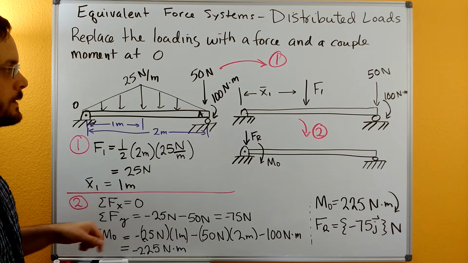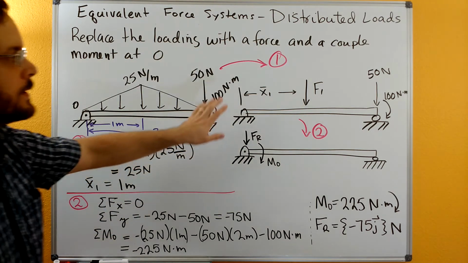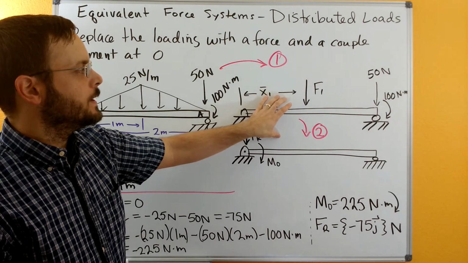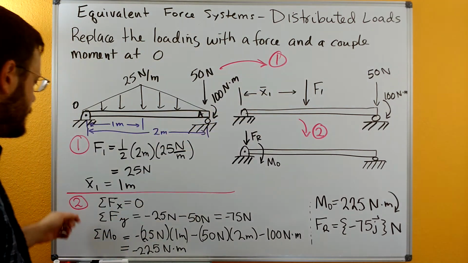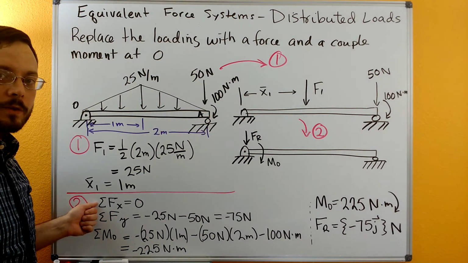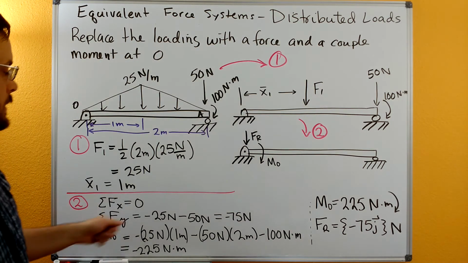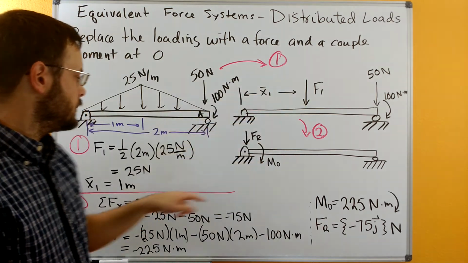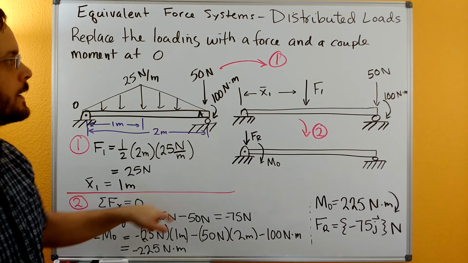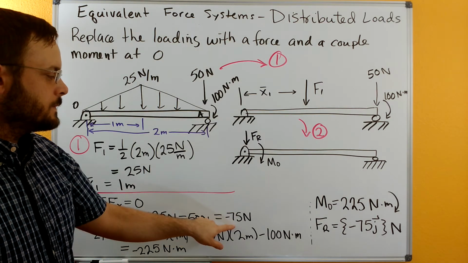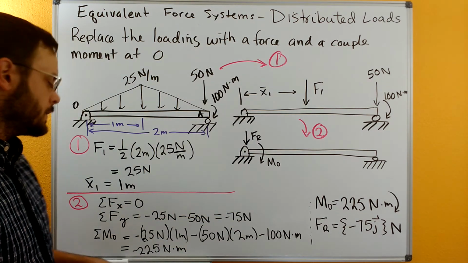Now taking it to the second step, we need to sum up all the forces and all the moments on our simplified system number 1. So sum of forces in the x direction gives us 0. Sum of forces in the y direction gives us this F1 of 25 in the negative y, and the 50 here in the negative y. So we have 75 in the negative y total.